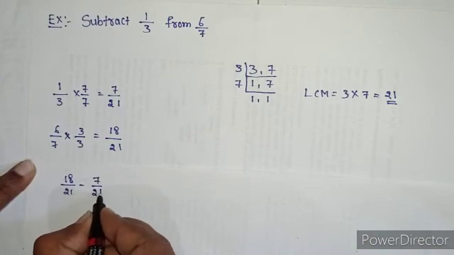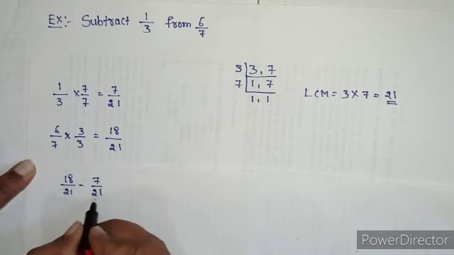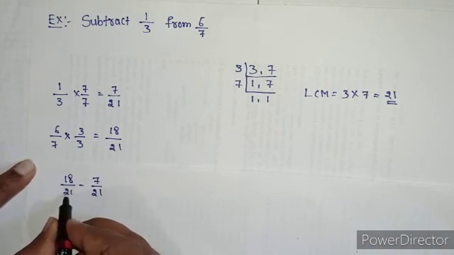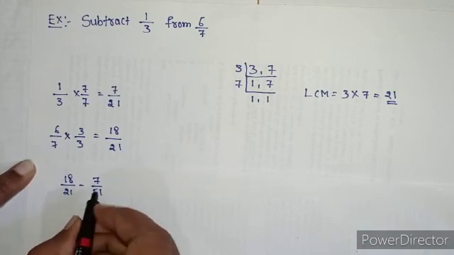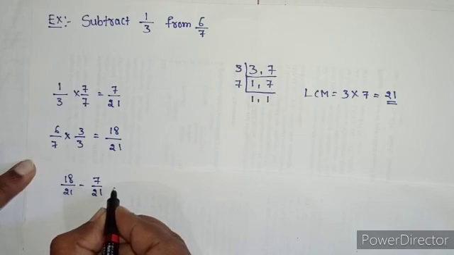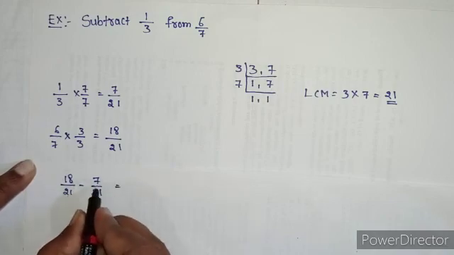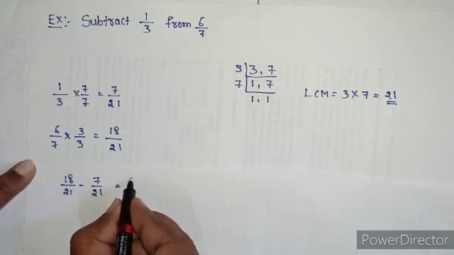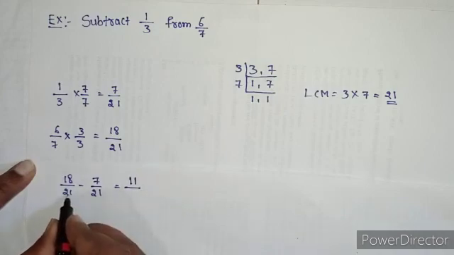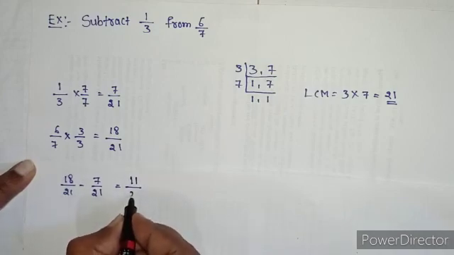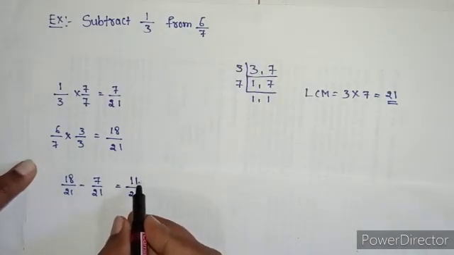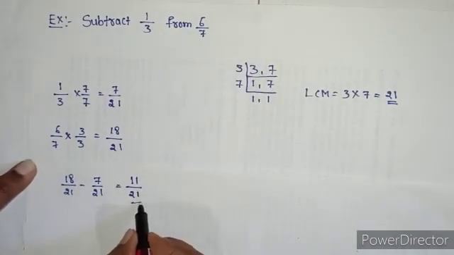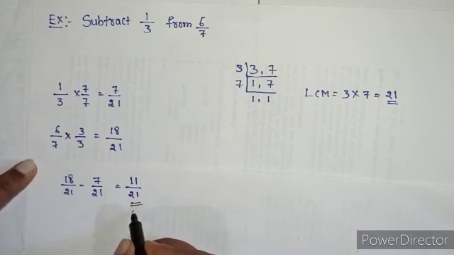Now subtract the numerators. Now it will become a like fraction, because the denominators are same, 21 and 21, and we subtract the numerators only. So 18 minus 7 is 11, right? 11 by, the denominator as it is, 21. So we got 11 over 21. So this is the subtraction of unlike fractions.